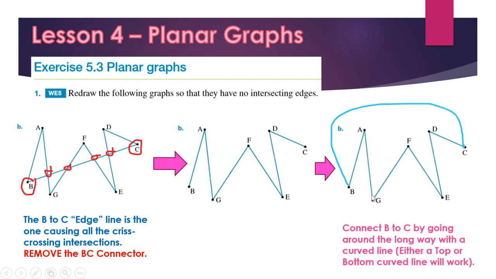And the way to do it is either do a long curved line up the top here to connect B to C instead of just going through everything in a straight line. Do it in a curved line, take the long way around, or you could do it down the bottom. You could take from C down the bottom, have a curved line to B. So it doesn't matter if you make this top one and make a mushroom, or if you do it the other way. Either way is okay, and that's going to make it now into a planar graph.